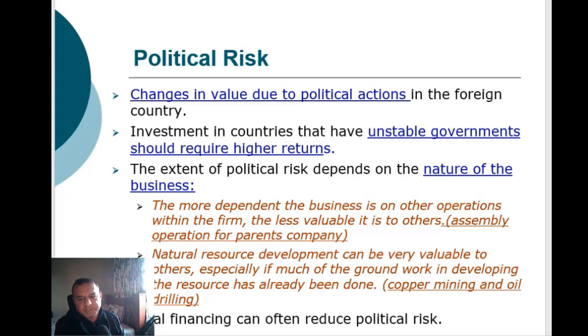So investment in a country that has an unstable government should require a higher return. For example, if anyone wants to invest in Afghanistan or some African country, that can create a significant political risk.